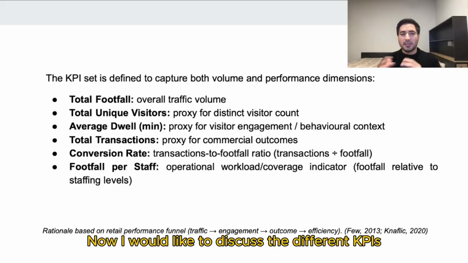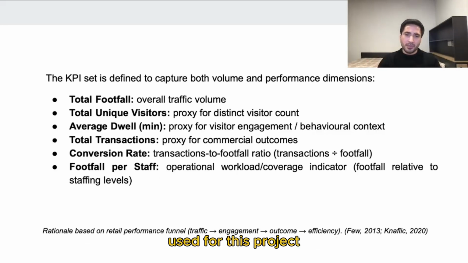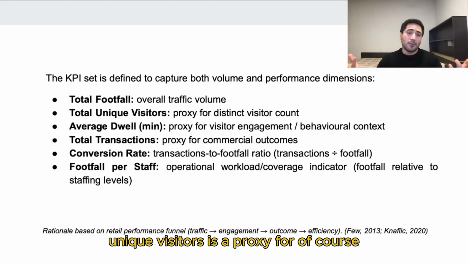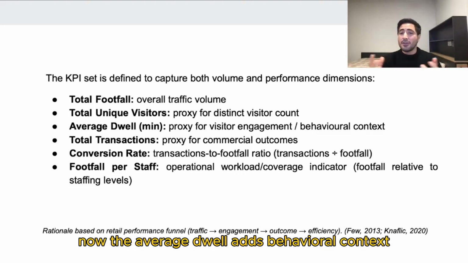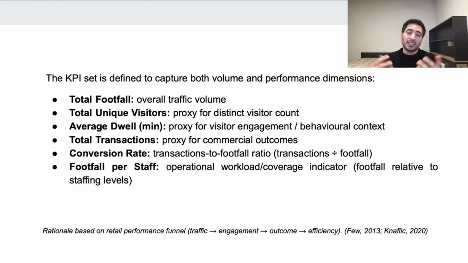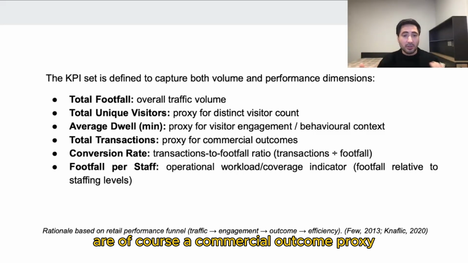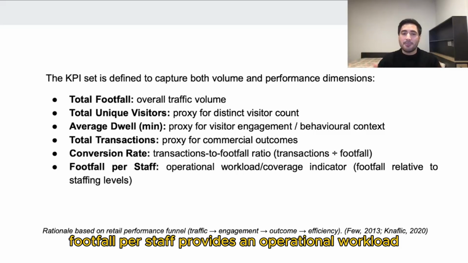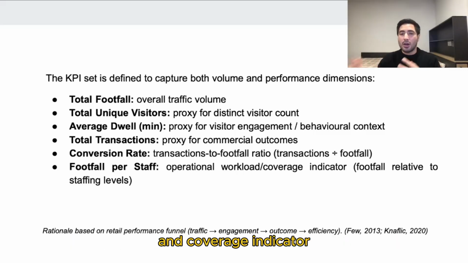Now I would like to discuss the different KPIs used for this project. The total footfall measures overall traffic. Unique visitors is a proxy for, of course, distinct visitors. The average dwell adds behavioral context, which is important in these sorts of scenarios. Transactions are, of course, a commercial outcome proxy, while conversion rate links transactions to footfall. And finally, footfall per staff provides an operational workload and coverage indicator.